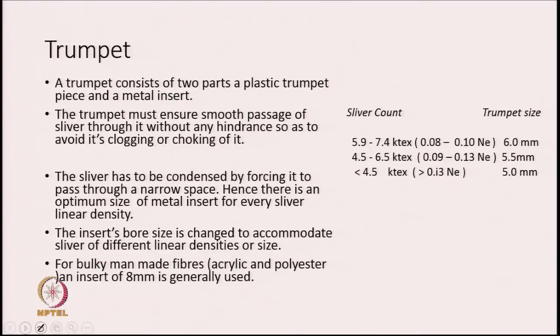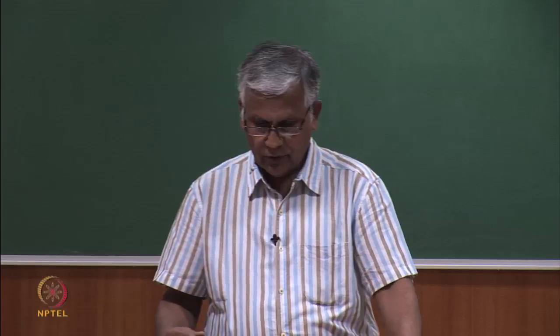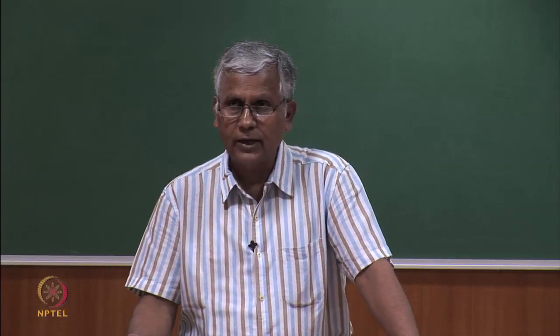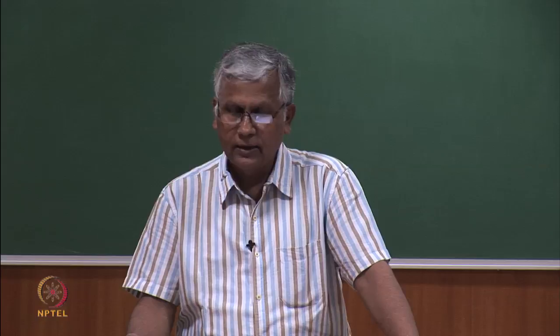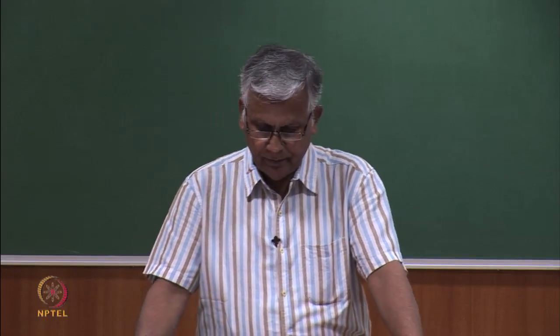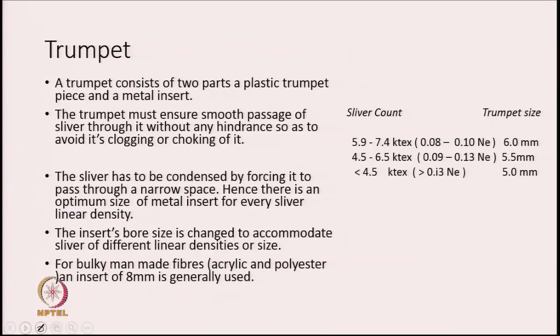The trumpet must ensure smooth passage of the sliver through it without any hindrance, so as to avoid its clogging or choking. So, we have to be very careful that this trumpet is very clean, polished and smooth. In the industry also, from time to time we have to take out the trumpet, clean it and fit it back. The sliver has to be condensed by forcing it to pass through the narrow space. Hence, there is an optimum size of the metal insert for every sliver linear density.